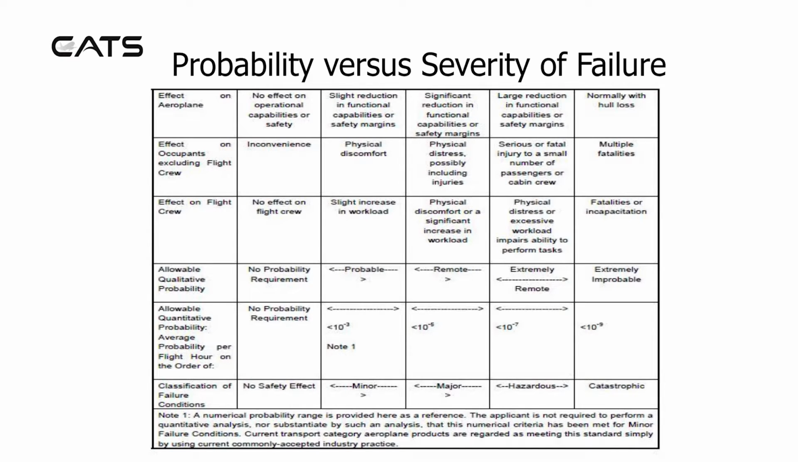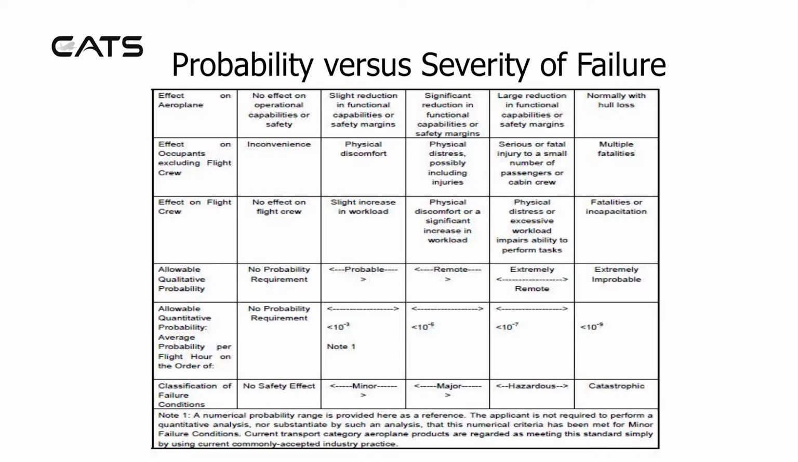Hazardous has a quantitative probability of less than 10 to the minus 7. It's extremely remote. The effect on flight crew is physical distress or excessive workload. It impairs the ability to perform tasks. The effect on occupants is serious or fatal injury to a small number of passengers or cabin crew. The effect on the aeroplane is a large reduction in functional capabilities or safety margins.